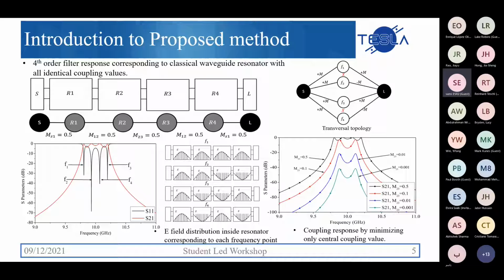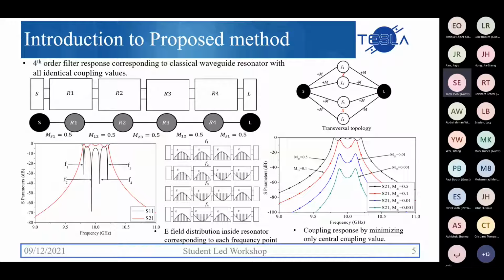This is the fourth order filter response that corresponds to a classical waveguide resonator with all identical coupling values. If we look at the electric field distribution inside each resonator that corresponds to each frequency point, F1, F2, F3, and F4, we can see that all have the same amplitude, but they have a phase difference of 180 degrees. That is when we pass from inline topology to the transversal topology.